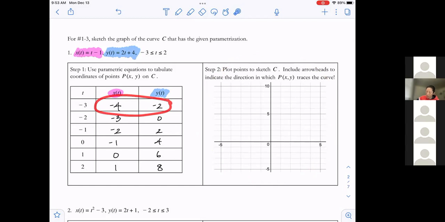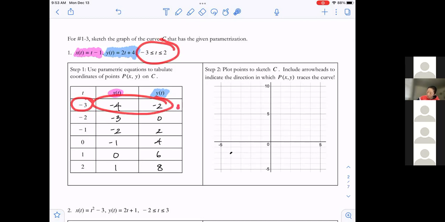Now, I know this is at the top of the table, but can someone tell me why I'm going to start here? What else in this question tells me I should start by plotting the point -4, -2? It is the earliest time value. Exactly, right? When we look at this -3 to 2 for the time, it means we're really starting at -3. And so since these XY values correspond to -3, that's where we start, okay?